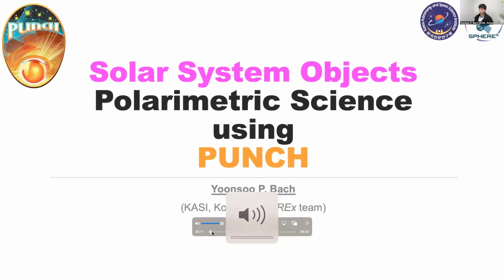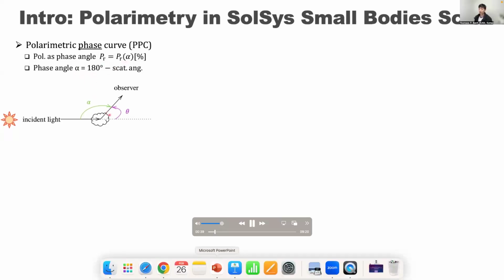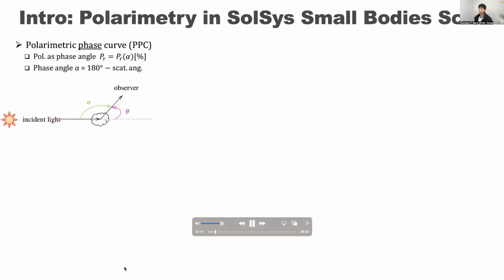I'm sorry I couldn't make it there because of my private reasons. The presentation is about solar system objects polarimetric science cases using PUNCH mission data. To introduce the polarimetry in solar system small body sciences, one important concept is the polarimetric phase curve, or PPC. This PPC is basically a function of polarization degree as a function of phase angle alpha, where phase angle alpha is 180 degrees minus scattering angle theta. So this alpha is basically the sun, target, and observer angle.